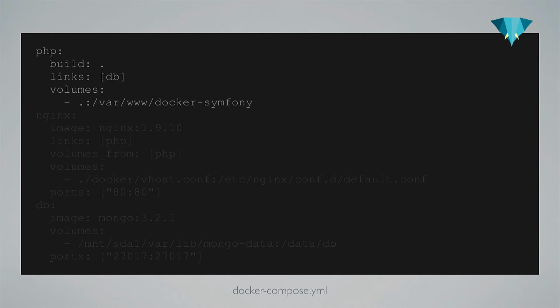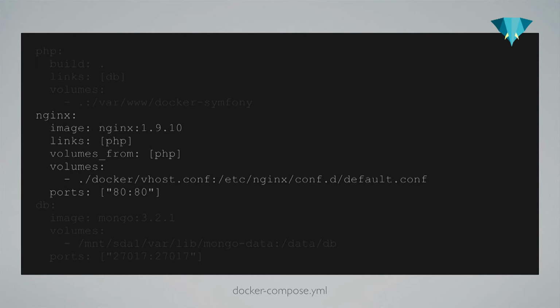So on the left, we set the place on the host where we have our files, and then on the right, we define the place on the container to put these files, and this is the standard web server directory for web server files. Then, in the Nginx container, we define that it's being built from the image that is on Docker Hub, and it has the name Nginx, and it is in version 1.9.10.